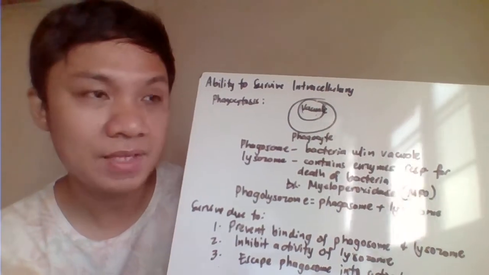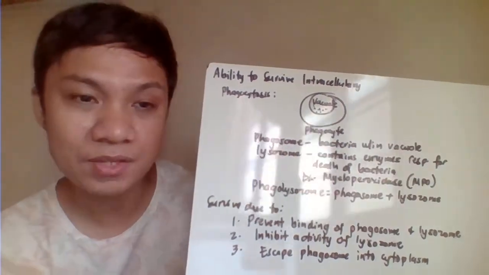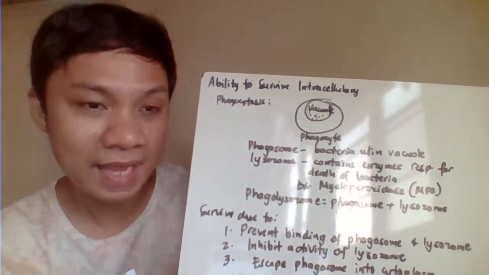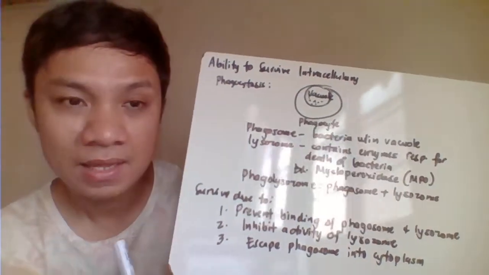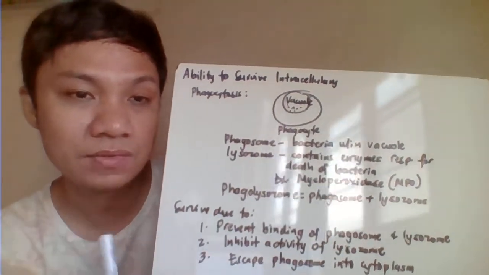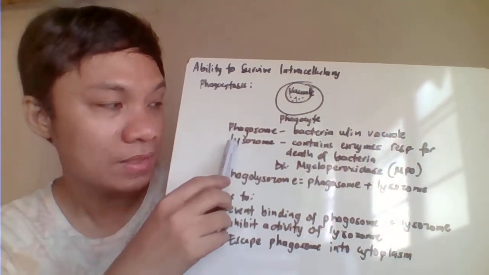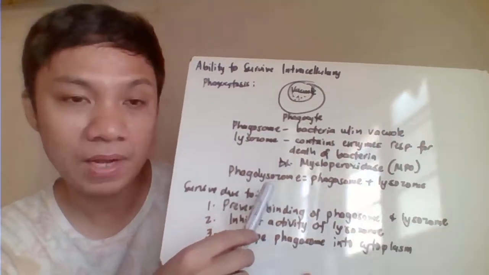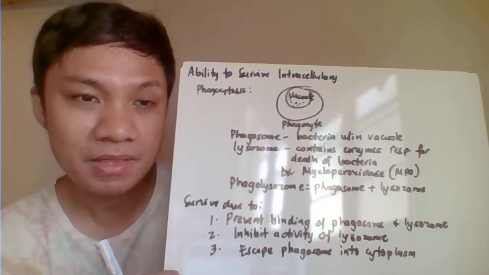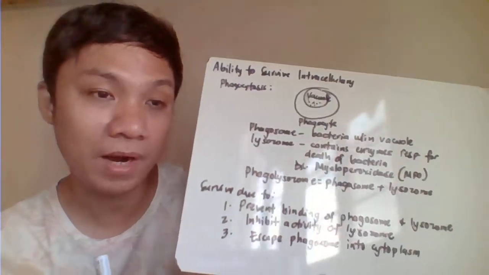Another one, your phagocyte has granules. That's your lysosomes. The lysosome contains granules containing enzymes, like your myeloperoxidase, and that is responsible for the intracellular killing or digestion of your bacteria. Pag nag-combine ang phagosome sa ating lysosome, you call it your phagolysosome. So we have here the mechanism of how the bacteria are able to survive intracellularly even if they are already engulfed by our phagocyte.